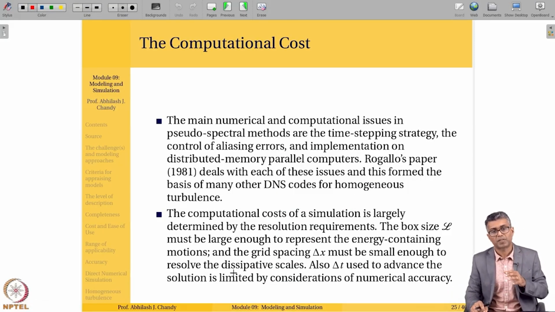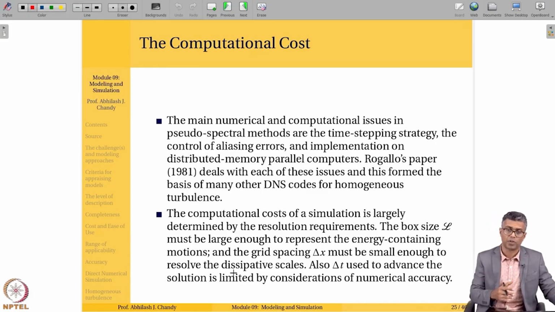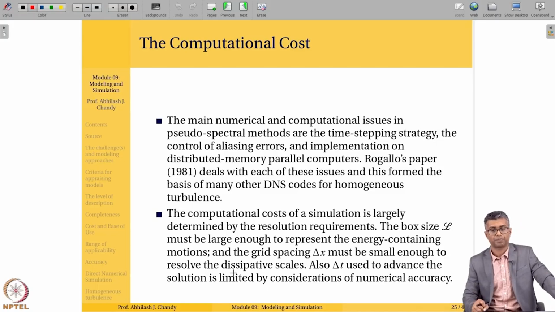So now we will discuss the computational cost associated with all of this. We discussed the direct numerical simulation. We discussed how spectral methods are used here. And in the context of all of this, we'll discuss the computational cost.